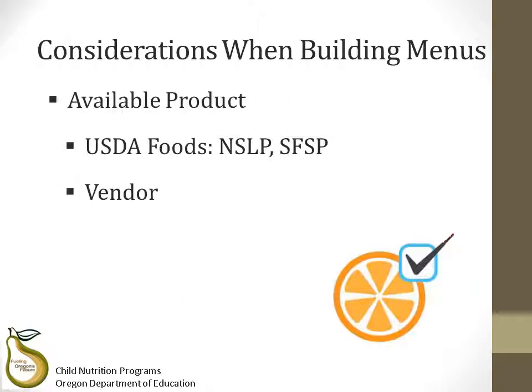Available product. Think about what product is available to you. What can you get from your distributor, from USDA Foods, from local farms or processors, from the local grocery store, etc.? Does availability of certain products vary season to season?